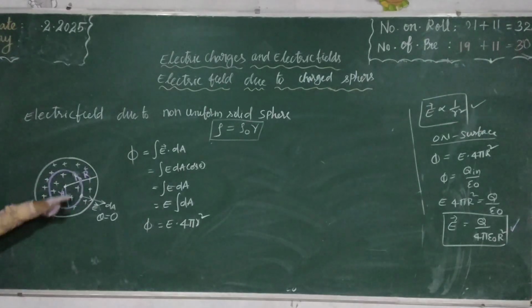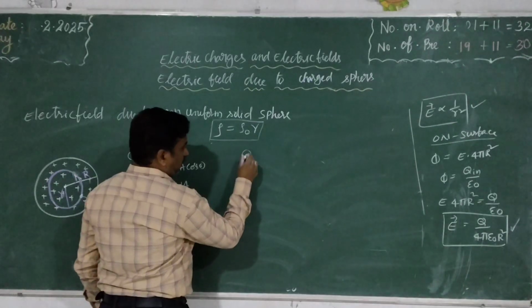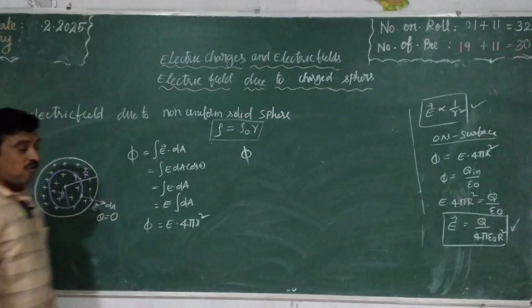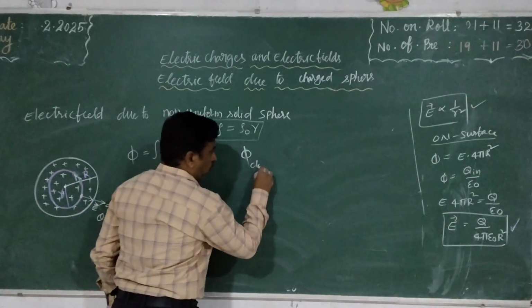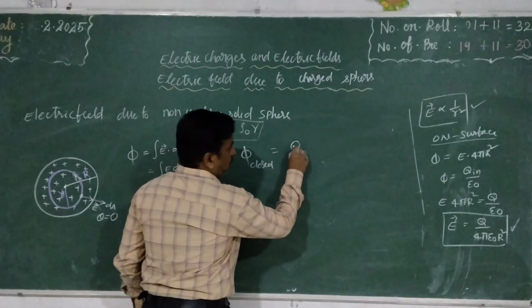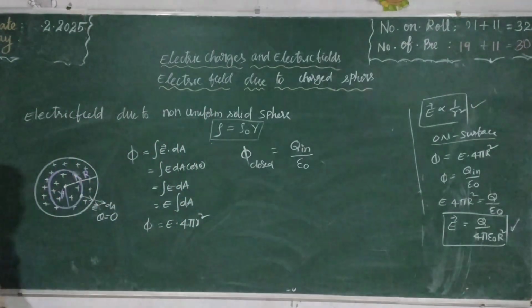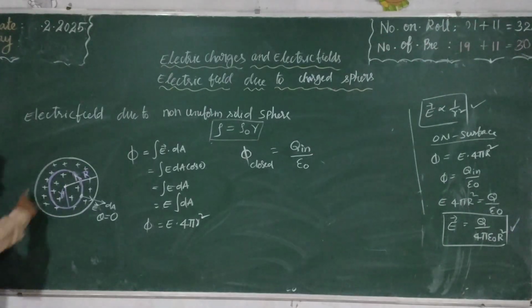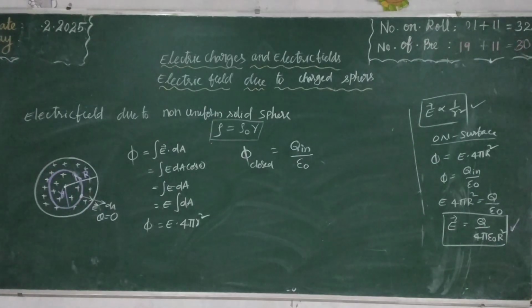Now what is the charge inside the Gaussian surface? According to Gauss law, what can we write? Flux through a closed surface is equal to q inside by epsilon naught. Here, this is a non-uniform solid sphere. As the radius increases, the charge also changes. So the charge value changes. For that, first we find out what is the charge inside.